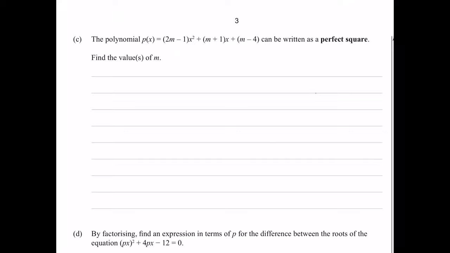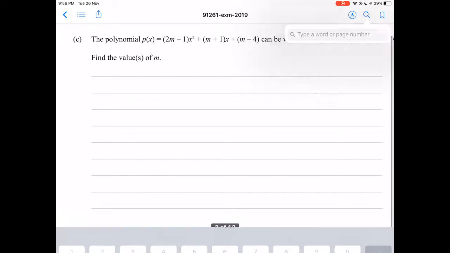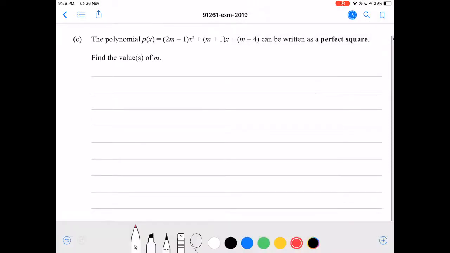Alright, C. The polynomial p of x equals (2m minus 1)x squared plus (m plus 1)x plus (m minus 4) can be written as a perfect square. Find the values of m. In this year's exam, lots of people got tripped up by the perfect square. But I assure you that perfect square means there's only one solution.